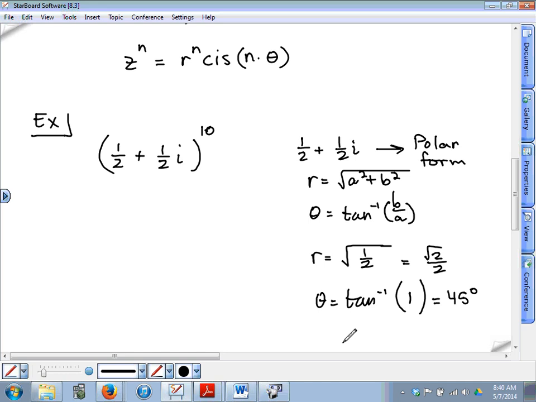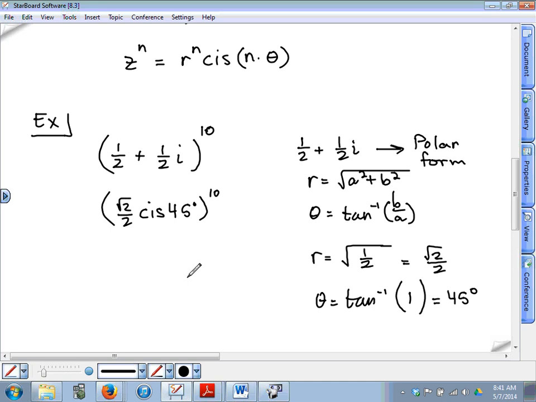Now, always, always, always. This is the number one thing students forget. They just blindly take this without thinking about it. Okay? 45 degrees is in the first quadrant. Where's this number? First quadrant. Sometimes the angle that you use here has to be a reference angle for another angle in a different quadrant. But we can use this one here. So in polar form, 1/2 plus 1/2 i turns into what? Square root of 2 over 2 cis 45 degrees, and that's what we're going to raise to the 10th power.